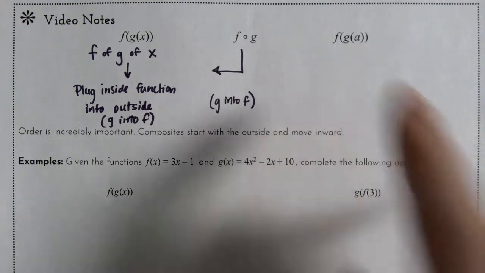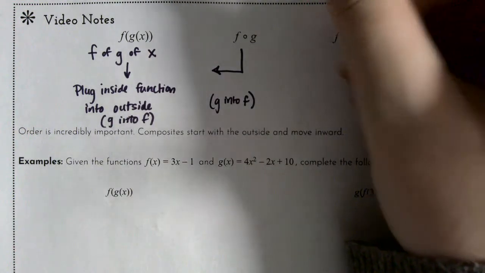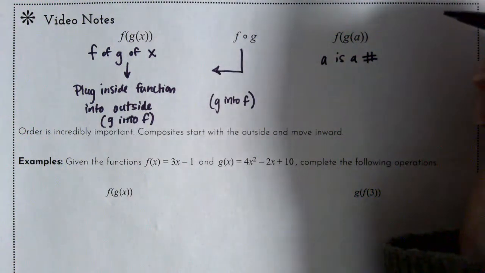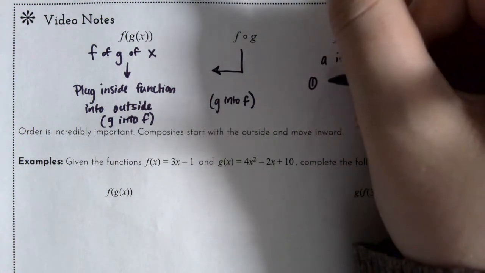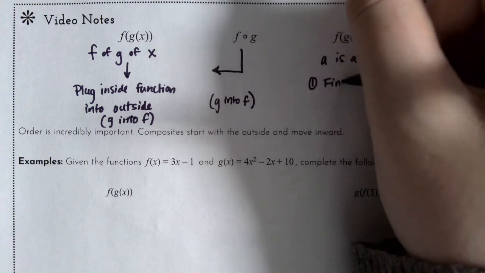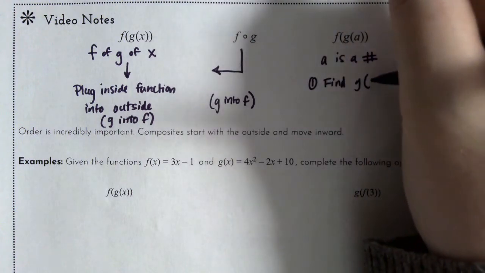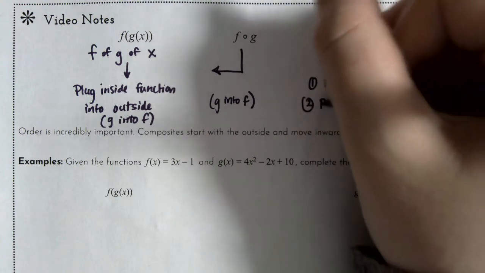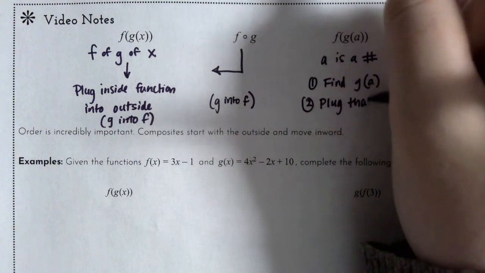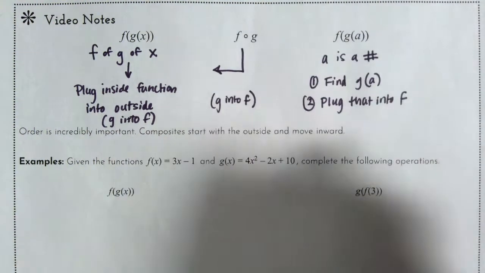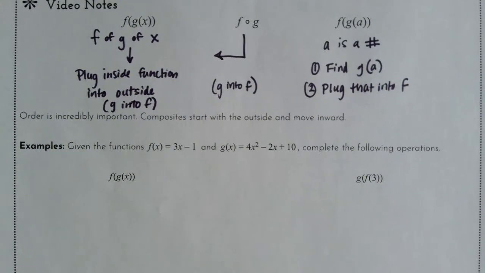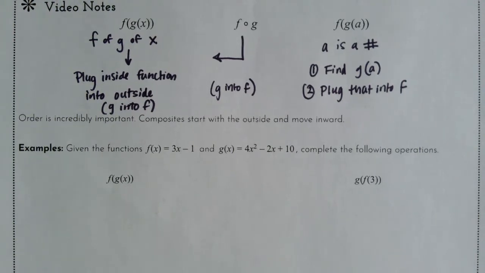This one, the only difference is that a is a number. And what I think is easiest is to find g of a and then plug that into f. So it's like doing it in 2 steps instead of doing it in 1. I'll show you that when we do an example, but I definitely think that's the way to go.